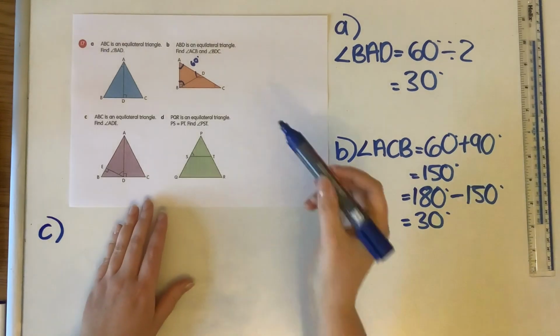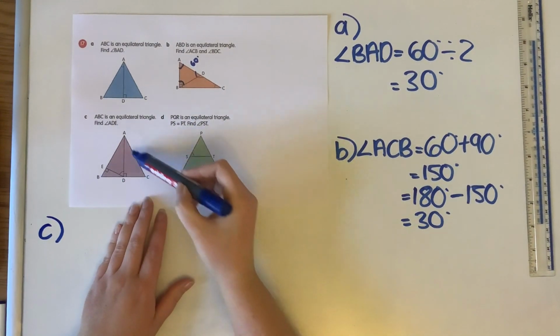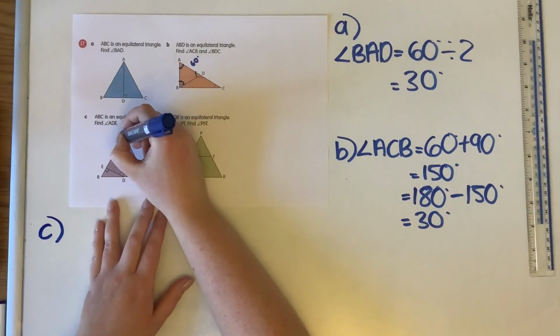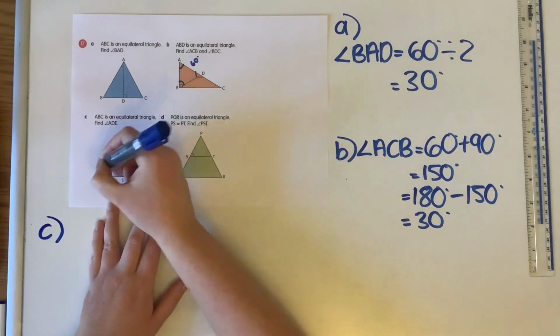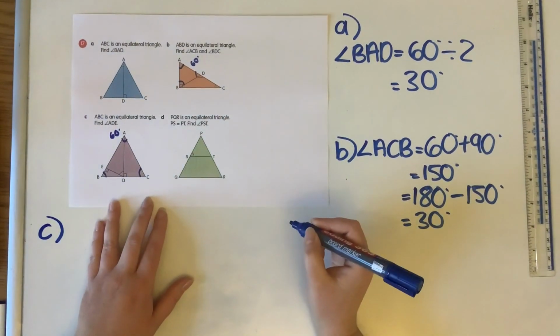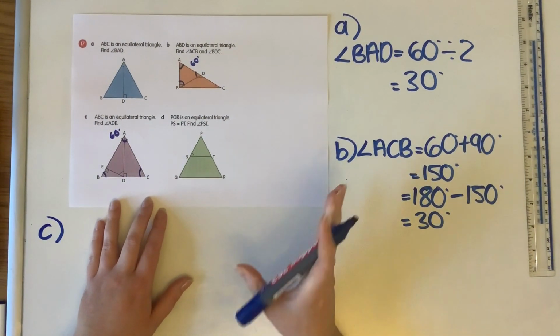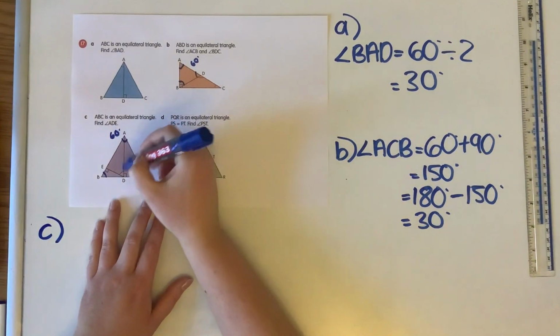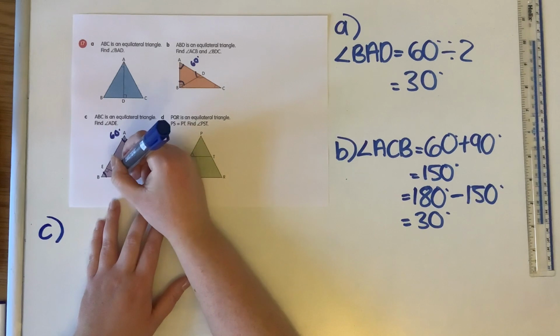Okay, then C, this one takes a little bit of thinking to get your head around. You are told that ABC triangle is an equilateral triangle. So that tells me that this angle, and this angle all equal 60 degrees each. Then we've got some triangles within that triangle. You need to find the angle ADE, so this angle here.